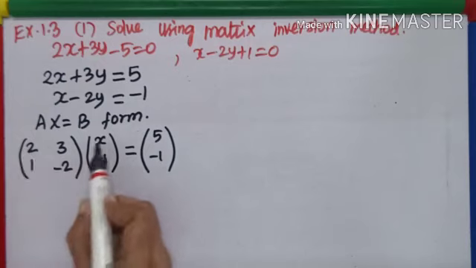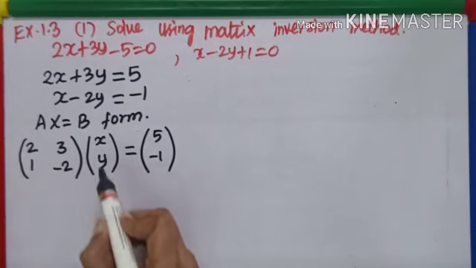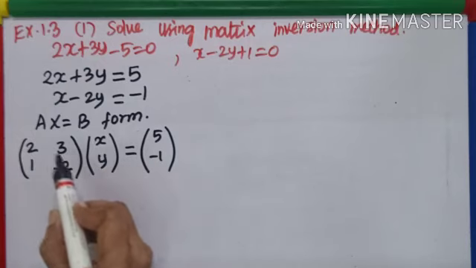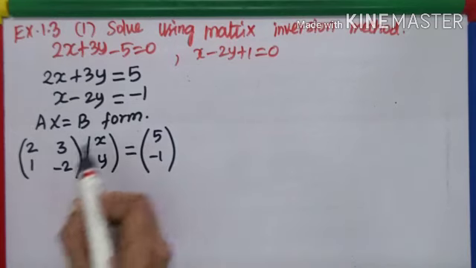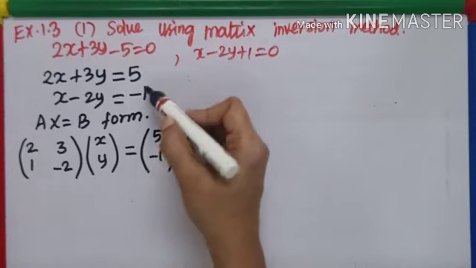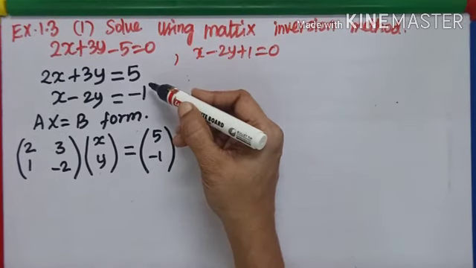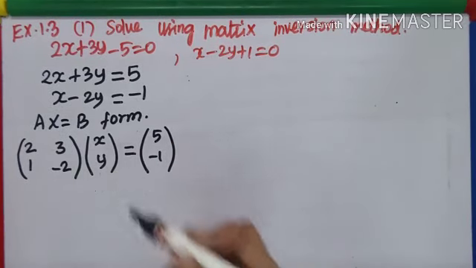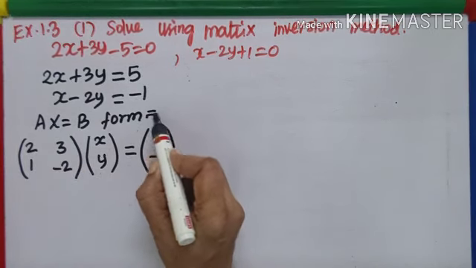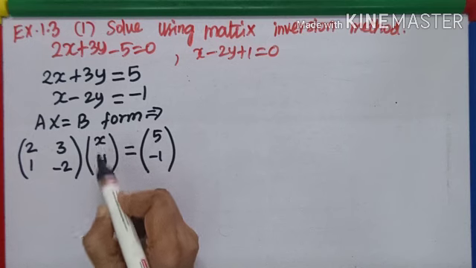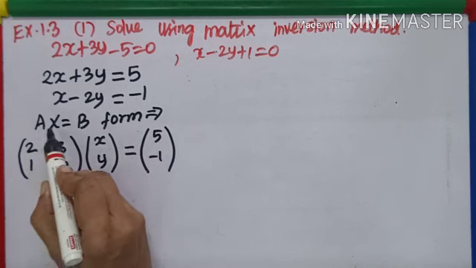How will you multiply two matrices? Row by column. 2x plus 3y equals 5. Second row, 1x minus 2y equals minus 1. So these equations are rewritten using matrix form. When I say Ax equal to B form, my question is what is x and y? That is, what is X?